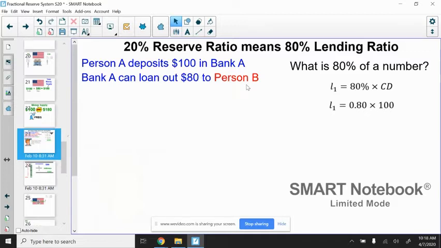The question is, what does person B do? Why would you take out a loan? Well, of course, it's to buy something. And that's what person B does. They are active in the economy. Person B decides to hypothetically buy a car for $80 from person C. So loans are beginning to work their way through the economy.